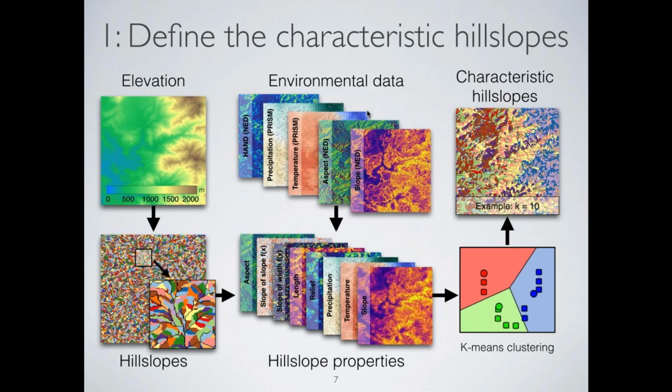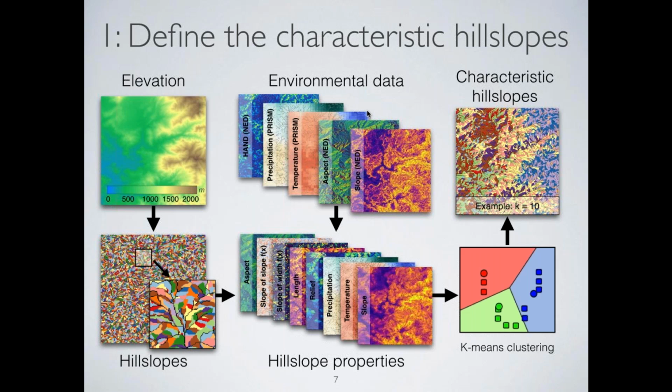And you can do the same thing with the slope. So those two, one is going to give you information on whether it's convergent or divergent. The other one's going to give you information on whether it's concave or convex. Right, so you have all these properties related to your hill slopes. So you take these properties, put them into a clustering algorithm, in this case k-means, and it's going to give us these characteristic hill slopes.